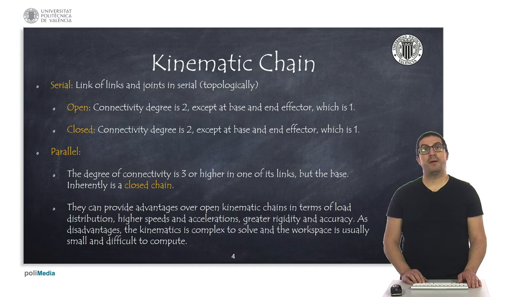But for now, I would like first to mention some of the advantages that parallel robots have compared to serial robots. They generally allow a better distribution of the robot's load and tend to reach higher speeds and accelerations, and they have greater rigidity and accuracy. On the other hand, their kinematics is usually more complex. And the workspace, this is a very important aspect, is usually smaller than the ones in serial robots. And also it's harder to compute.